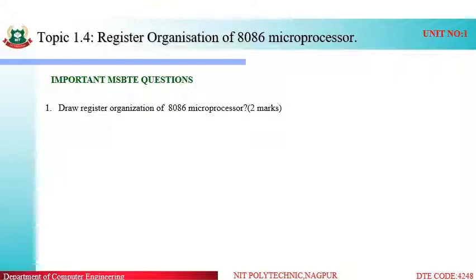So a very important question: draw the register organization of 8086. When only draw is specified, you have to only draw that diagram. Explain means you have to draw the diagram along with its explanation.